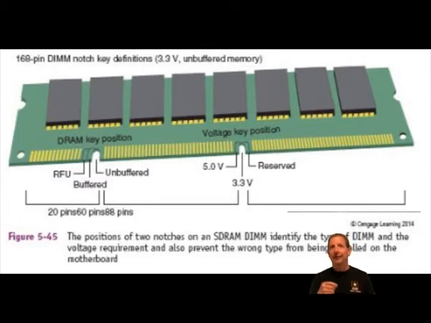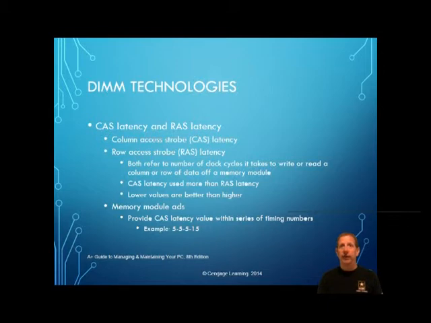Now we want to talk about CAS latency and RAS latency. Two other memory features are CAS latency, which stands for column access strobe, and RAS latency, which stands for row access strobe, which are two ways of measuring access timing. Both features refer to the number of clock cycles it takes to write or read a column or row of data of a memory module.